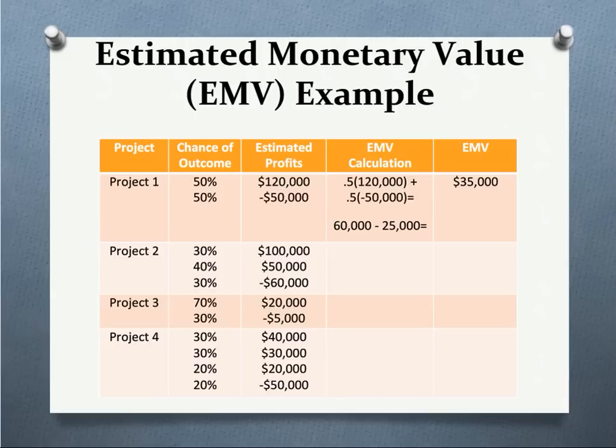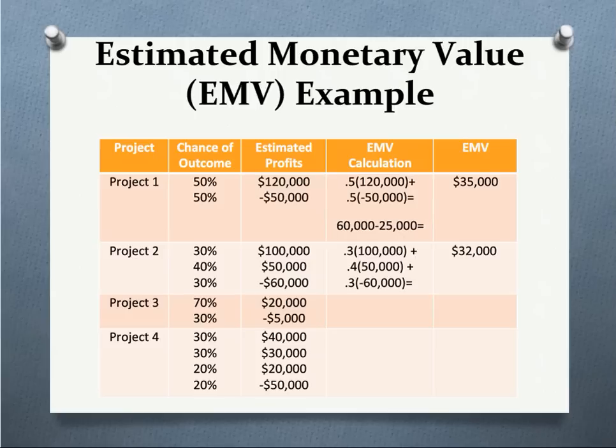So for project 1, 50% is represented as 0.5. We multiply that by 120,000 and add that to our other 0.5 chance at a loss of negative 50,000, which results in 60,000 minus 25,000. And the final EMV for project 1 is then $35,000.